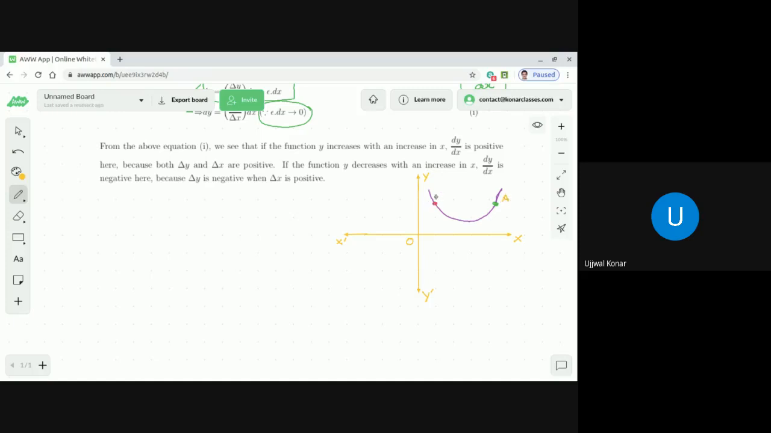And this is the point B. Think about, let's take a practical example. The curve looks like the shape of a bowl. Correct or not? Yes.